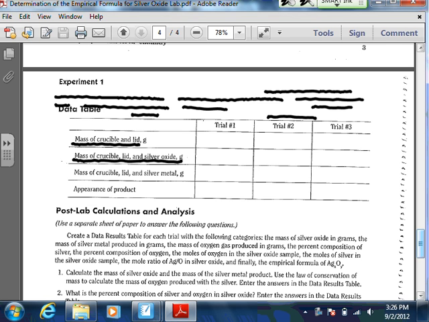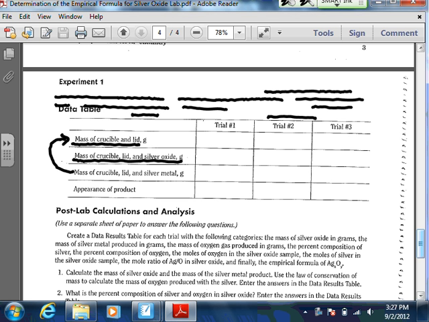And then the other thing that it tells you to calculate there is the mass of the silver metal. So again, all you have to do for that is take the mass of the crucible, lid, and the silver metal minus the mass of the crucible and the lid, except it's just going to be the crucible, you're not using the lid, okay? So it's not really a calculation, it's just a subtraction. I mean, I guess it is, but it's a very easy one.